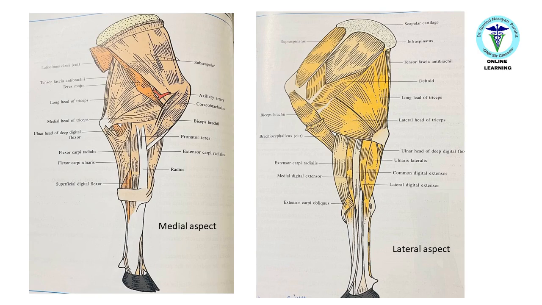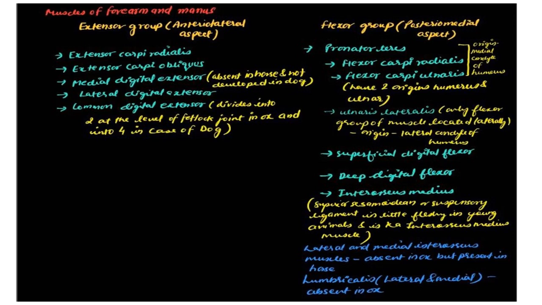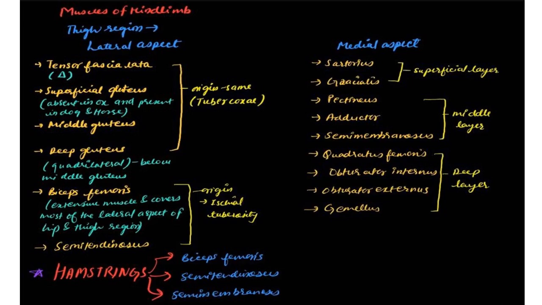The knee joint has both medial and lateral aspects, each with specific muscles and ligaments that contribute to its stability and movement. The forearm and hand muscles are divided into extensor and flexor groups. These muscles are responsible for the intricate movements of the hand and fingers. The hind limb muscles, including the hamstrings and quadriceps, are vital for locomotion and support. They are categorized into superficial and deep layers.